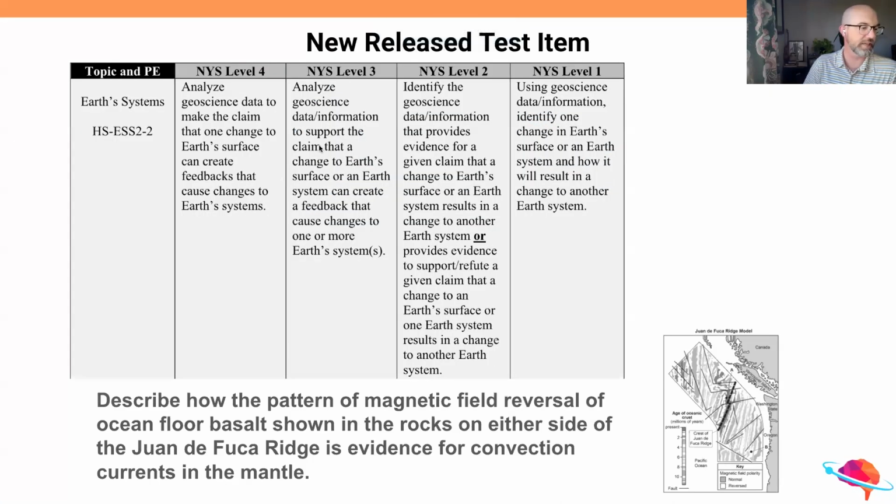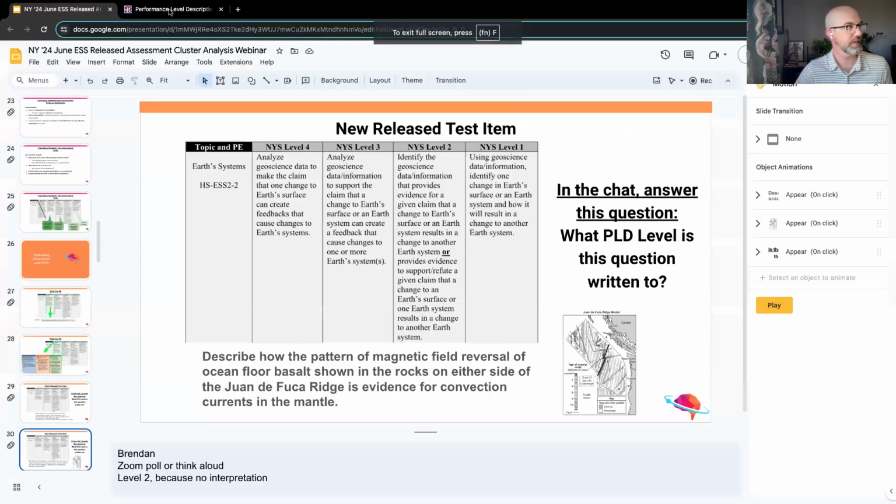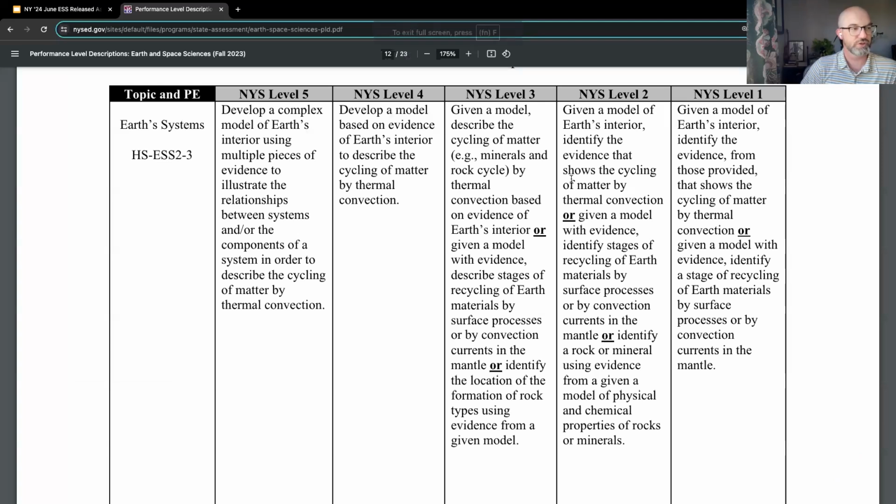Describe how the pattern of magnetic field reversal of ocean floor basalt shown in the rocks on either side of the Juan de Fuca Ridge is evidence for convection currents in the mantle. So, evidence for convection currents in the mantle. We'll dive back over to that PLD for a second. They're using that model to show how the basalt deposition is evidence of convection currents in the mantle.